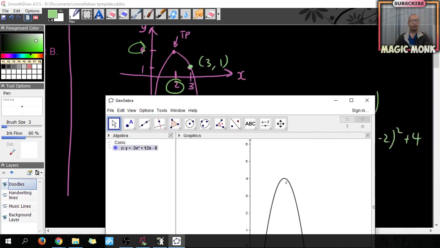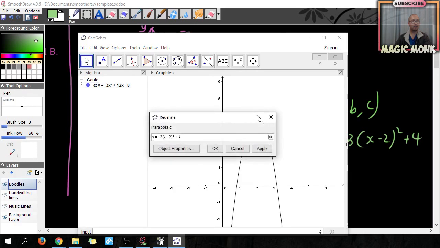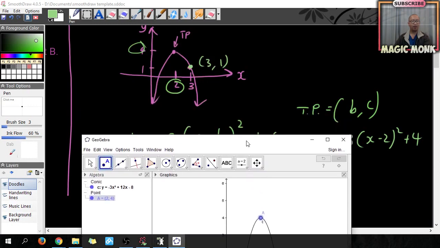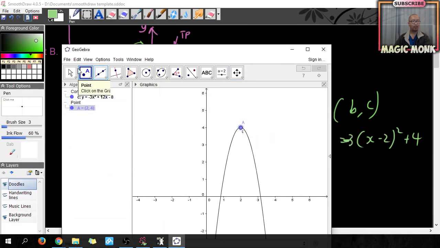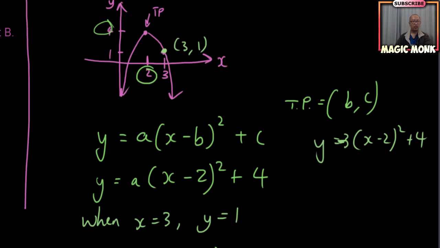So you can see that is pretty much the equation. I have x is 2, y is 4. That's this point here. And then I also have 3 and 1, which is this point here. X is 3, y is 1. So yeah, those are the 2 points. Does that answer your question?